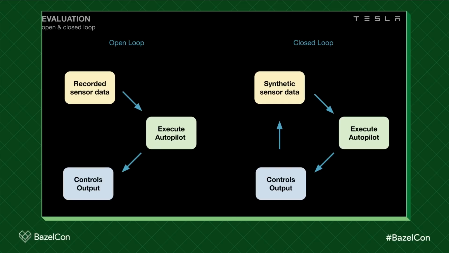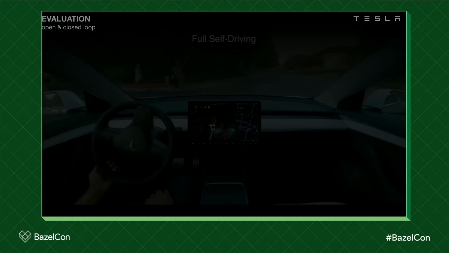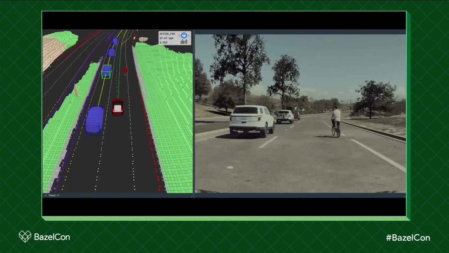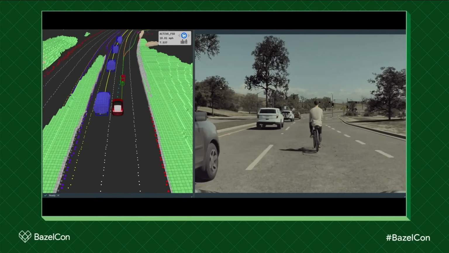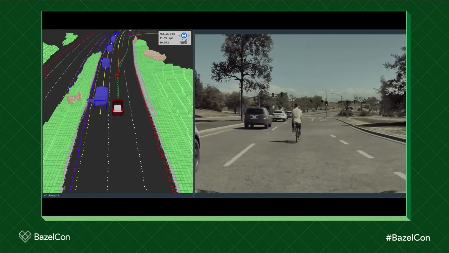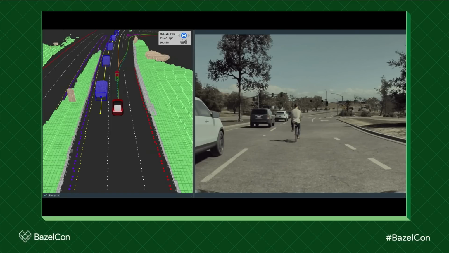Now that we know the 2 types of evaluation, let's see how we can use them to solve issues in autopilot. In this coming video, you'll see a cyclist quickly enter autopilot's lane. In order to avoid the cyclist, autopilot veers left. And you can see on the left here that the car gets very close to vehicles in the left lane. We can see from our data that this was a very uncomfortable experience that we need to address.